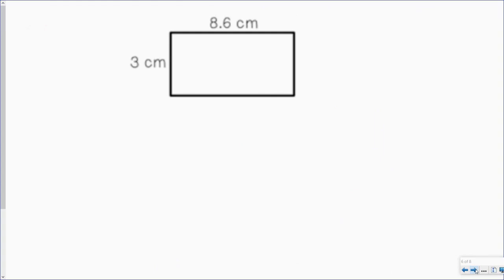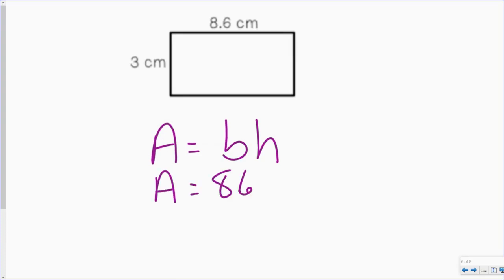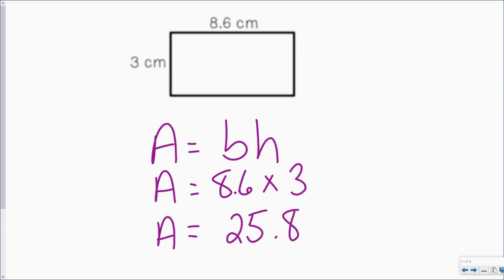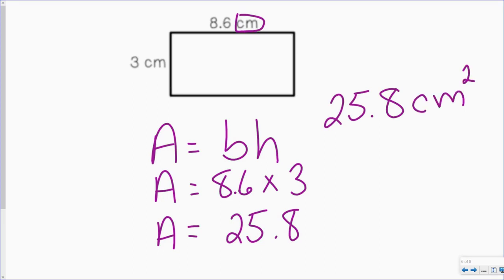So now let's take this rectangle and find the area of it. So again, area equals base times height. So area equals 8 6/10 multiplied by 3. And so A equals 25 8/10. So my area for this rectangle would be 25 8/10. And my label is centimeters, so it would be centimeters squared.